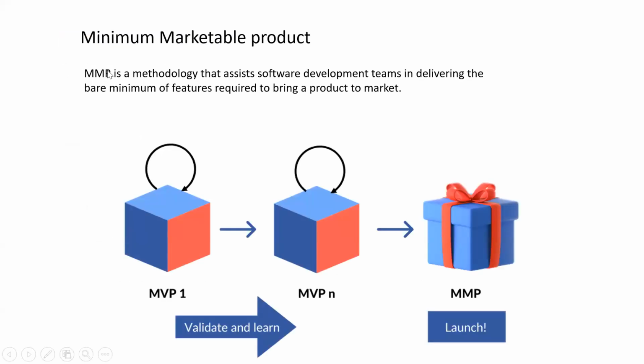Okay. Next comes the minimum marketable product. MMP is a methodology that assists software development teams in delivering the bare minimum of features required to bring a product into the market. Now this has to come into the market. Till now we have released only beta versions or seen the pulse of the customers. Now we will add everything up, validate and learn, try to improve all these things, and later we will try to launch it, so that it will be in the market.